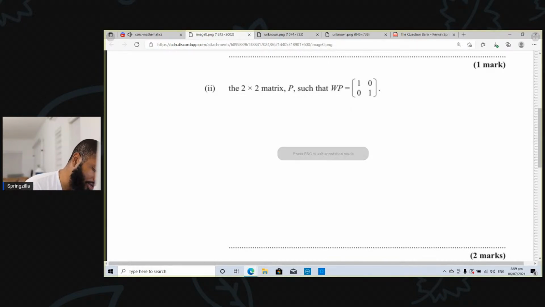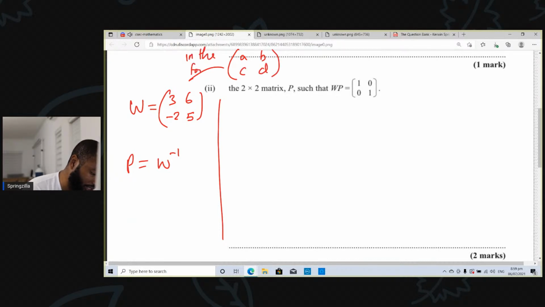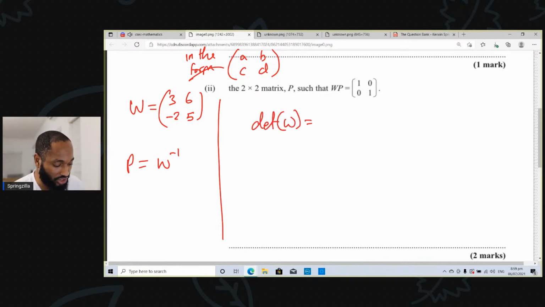W is 3, 6, 5, -2. Was it that? So P must be W inverse. And to find the inverse for CSEC Maths, we find the adjoint of W. I like to do the determinant first. It's in the form A, B, C, D. I like to write this so they have a clear idea that you're using those placeholders, those variables. So the determinant of W, this is matrices. You could always go and watch this in its entirety on my channel. It is going to be 15 minus negative 12.